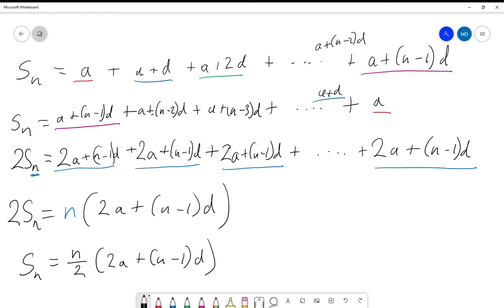And now we have a formula for any arithmetic series with n terms, first term a and common difference of d.